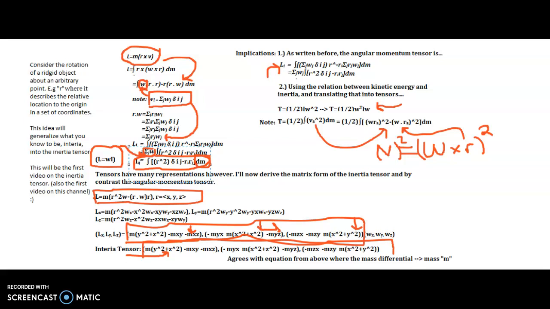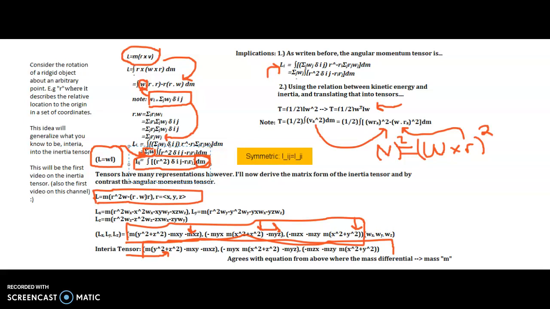So even if I were to interchange j and i, this will be left unchanged, and the Kronecker delta is also left unchanged. If the indices don't match, it goes to 0. If they do, it goes to 1 regardless. So what I'm trying to say is that the inertia tensor is symmetric. So in other words, I sub ij is equal to I sub ji.